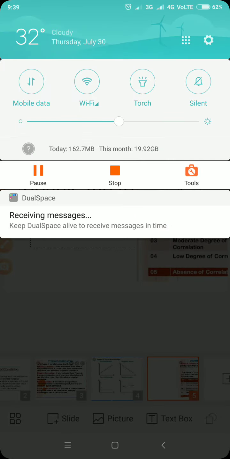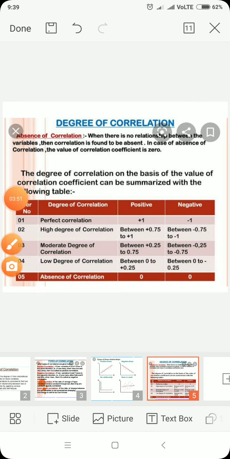Then after this we have degree of correlation. Degree of correlation refers to the coefficient of correlation. Coefficient means when we are finding it in terms of percentage. So there can be four following degrees of the positive and the negative correlation. What are the basic degrees? The first one is perfect correlation. So when is the correlation termed as perfect?